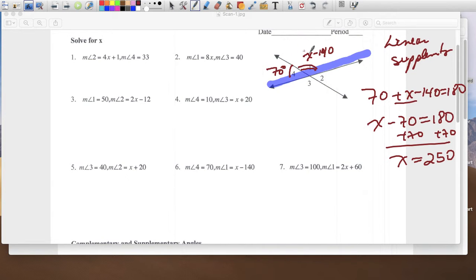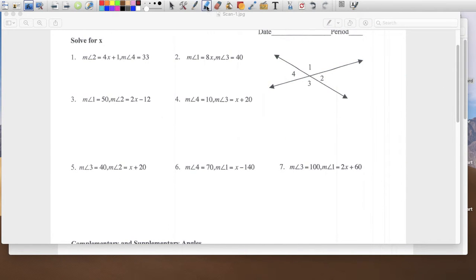Let me go back here. First, if I substitute, I get 250, and I subtract 140. I get 110. Sorry, I was looking at the wrong thing. So this is 110. This is 70. And that makes sense because the sum of those should be 180. Over here, we're talking about angle 3, which is 100, and angle 1, which is on the other side, is 2x plus 60. So this is not supplementary or linear, rather they're called vertical angles.